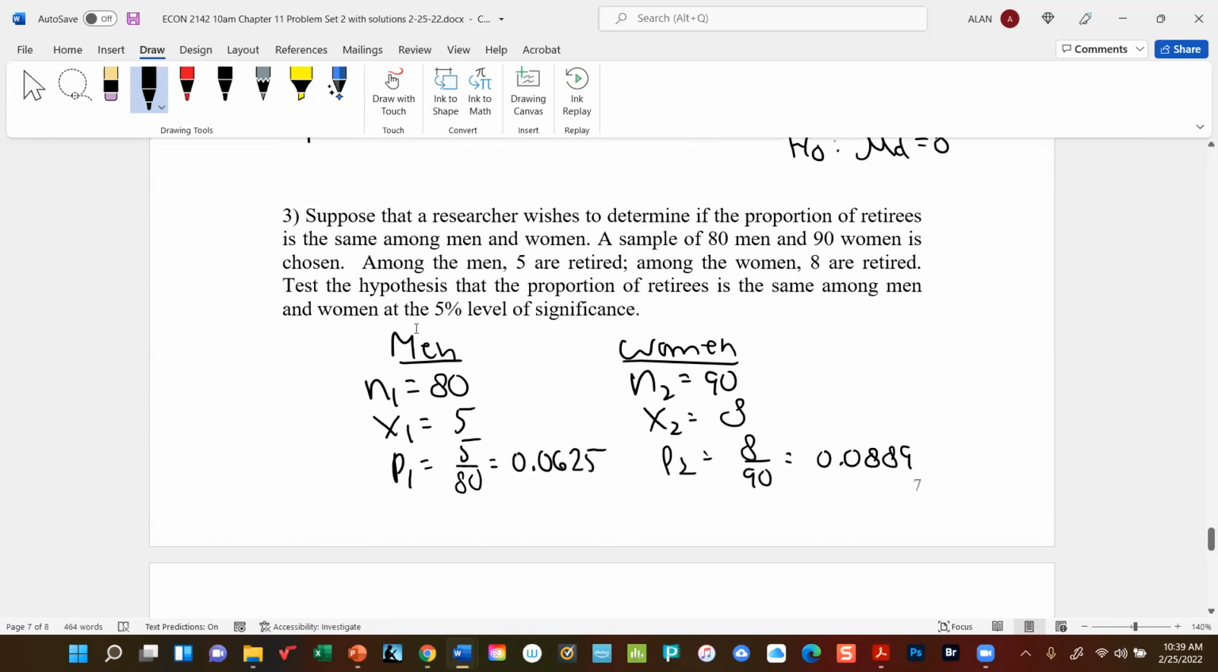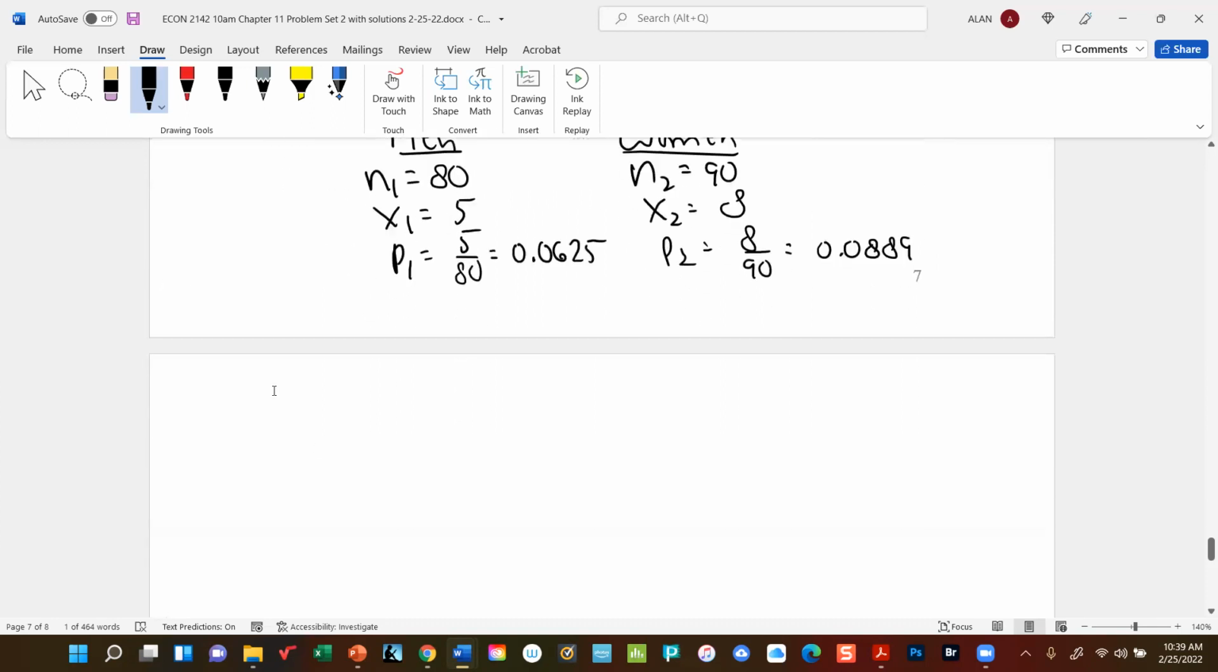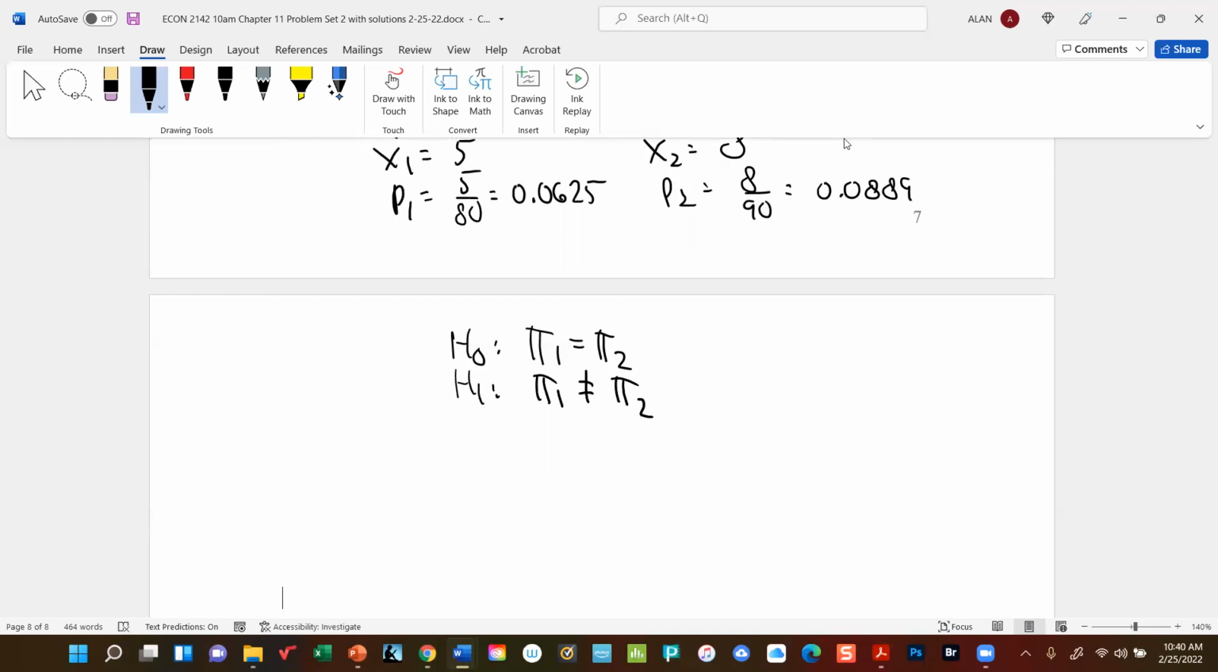All right, so we're trying to find out if it's the same, by the way, yes or no. So that means it's a 2-tailed test. So remember, we're using pi to represent the proportion of a population. And somewhere along the way, it tells us that alpha is 0.05.